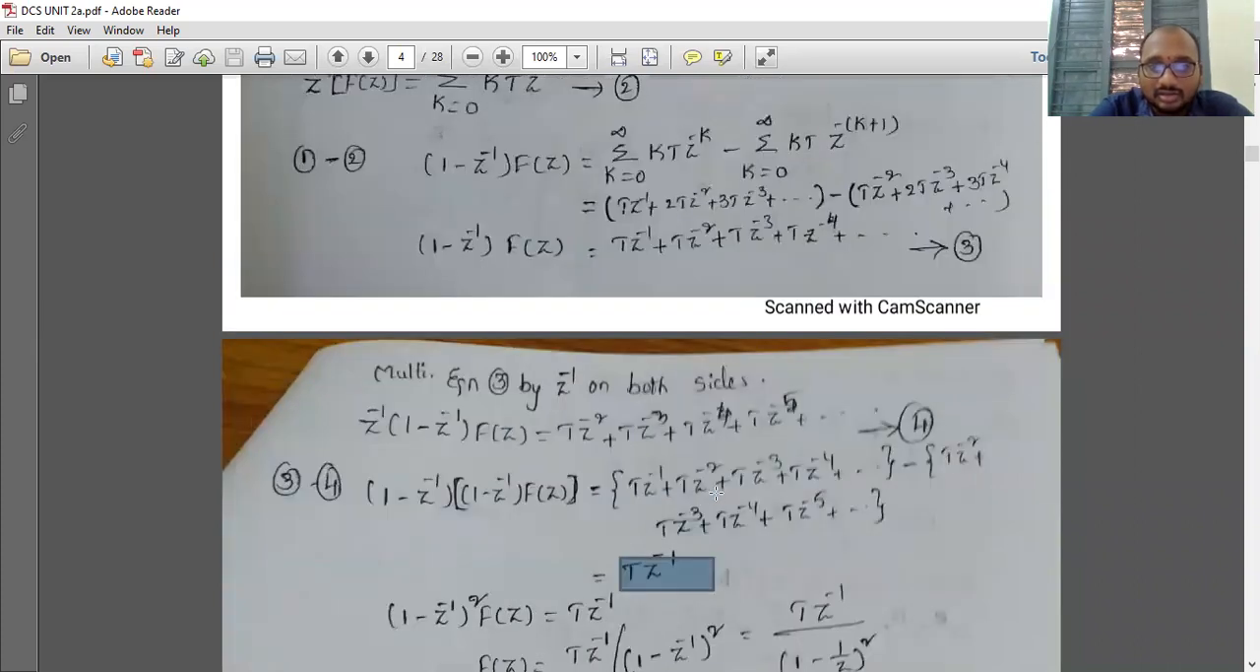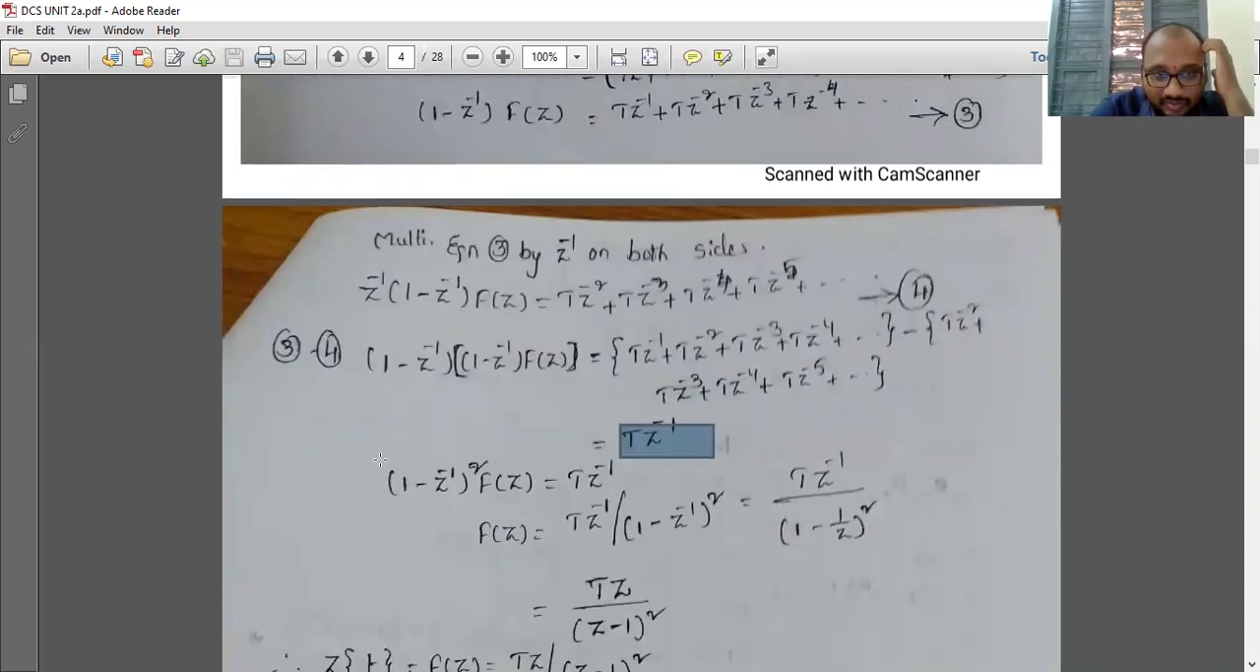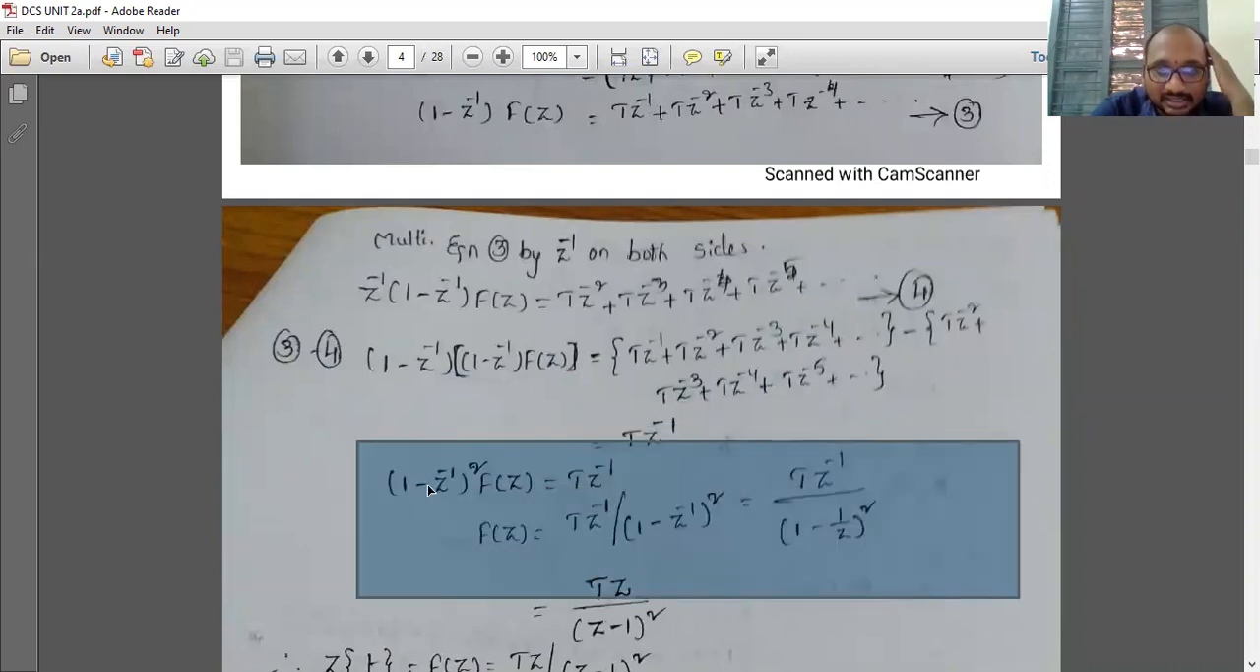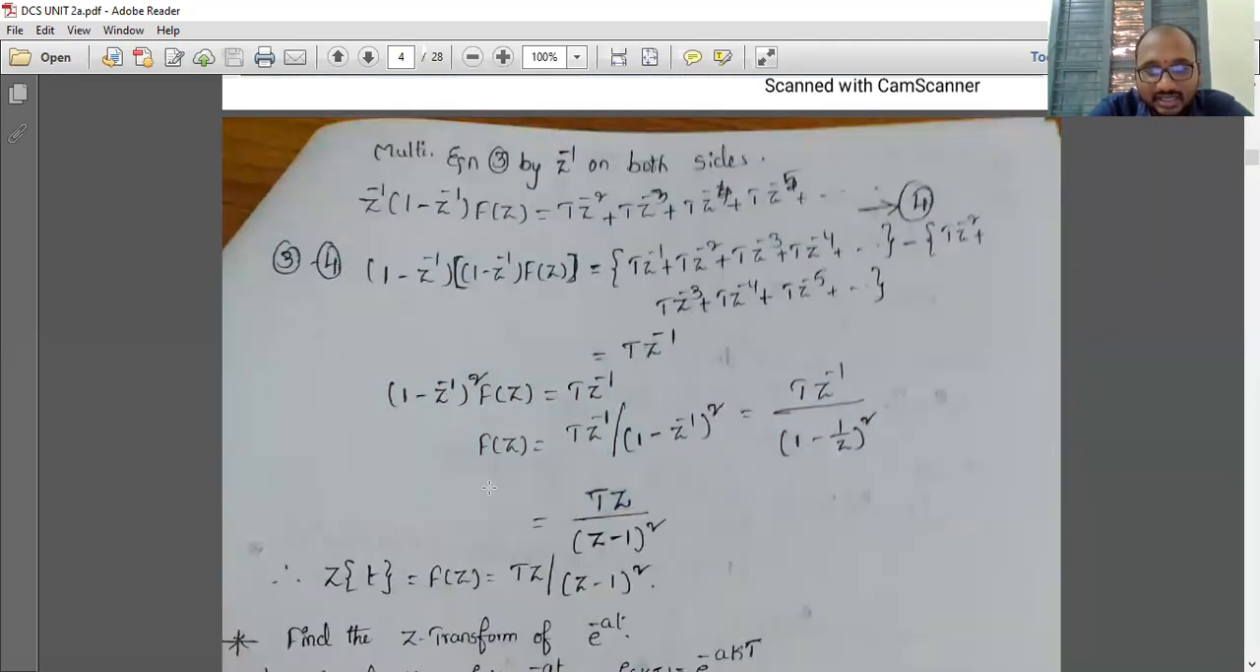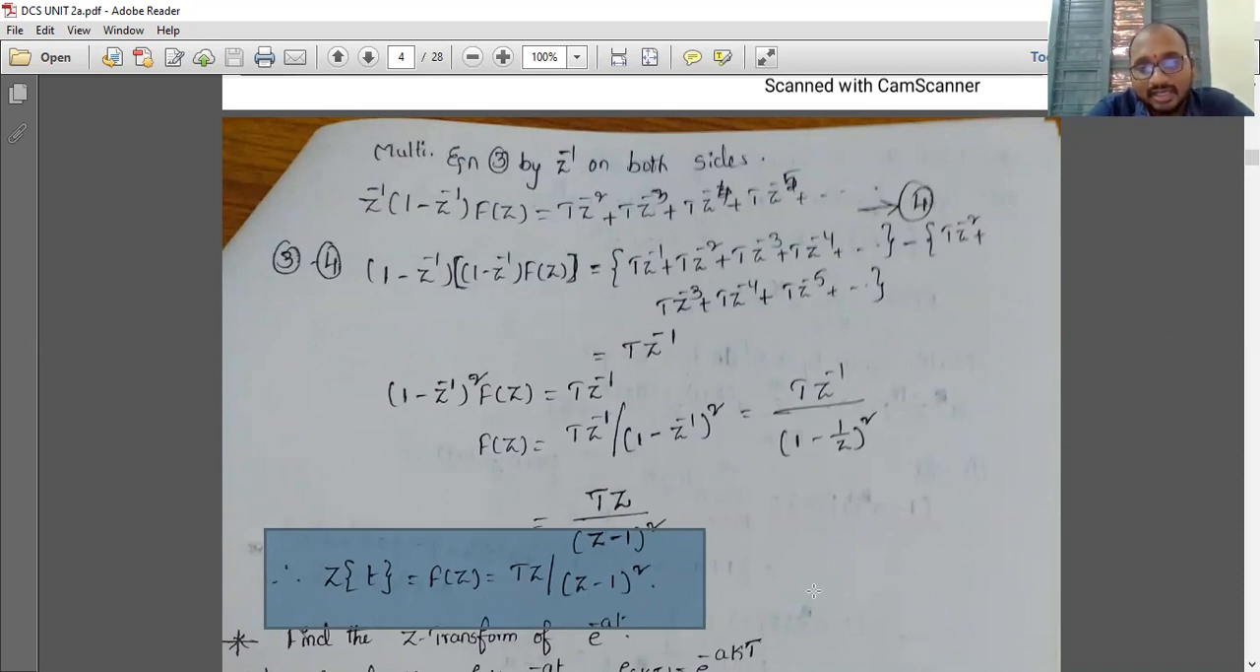Okay, next, this is 1 minus z inverse whole square into F of z, which is equal to T into z power minus 1. Take this term to the RHS. F of z is equal to T into z power minus 1 divided by 1 minus z power minus 1 whole square, which is equal to this. If you simplify this, we get the expression as Tz divided by z minus 1 whole square. So the Z transform of the ramp signal is F of z is equal to Tz divided by z minus 1 whole square.